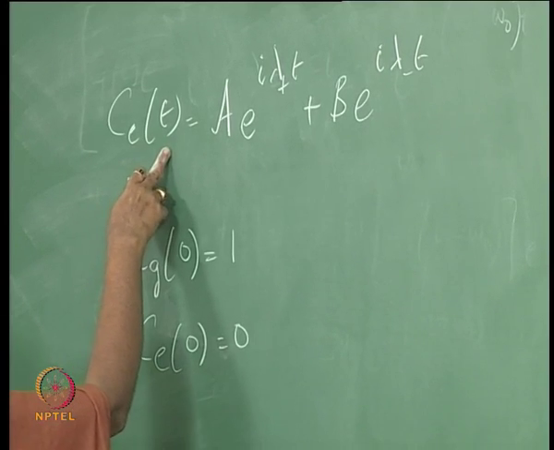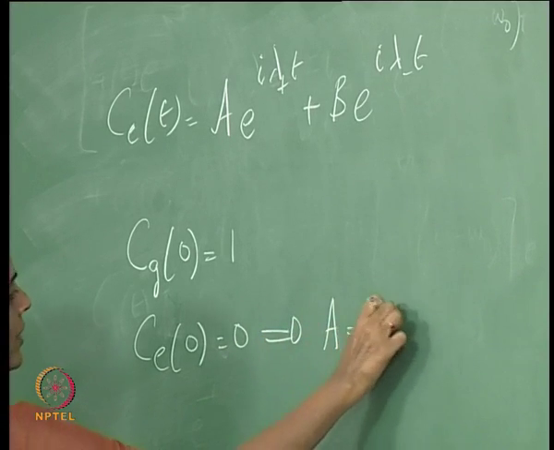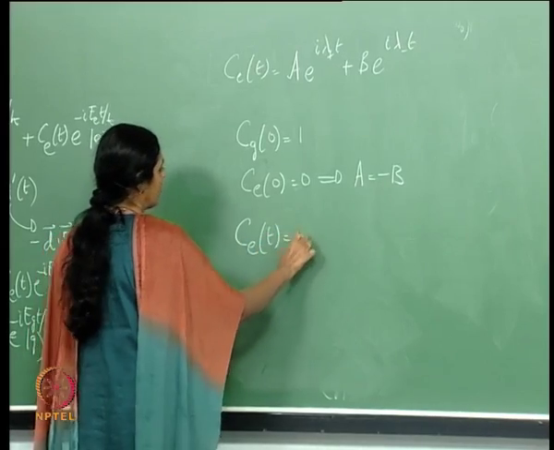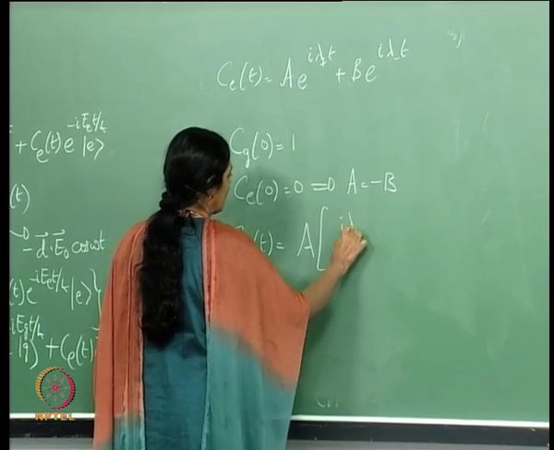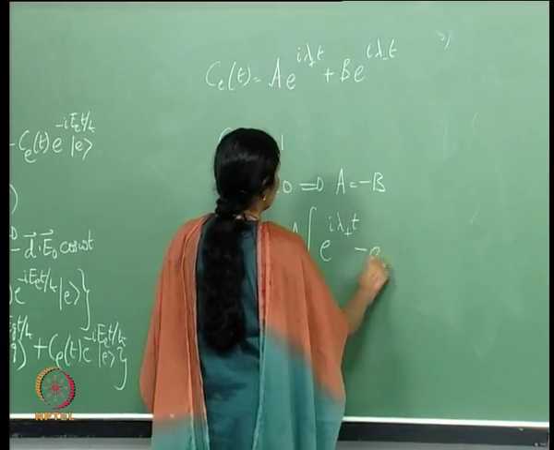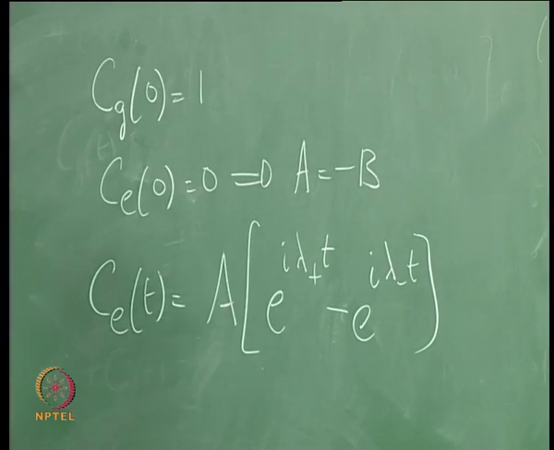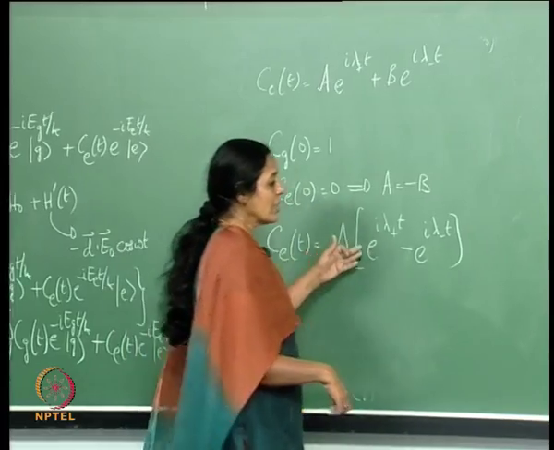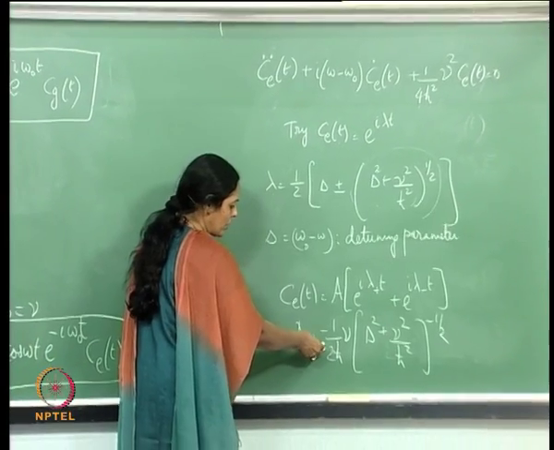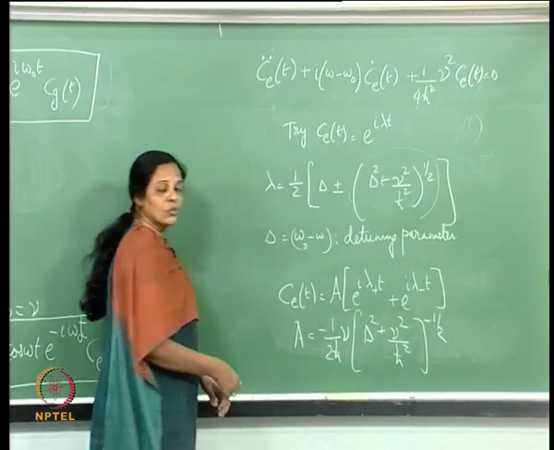So, when I said time t equals 0, it is clear that A equals minus B, and therefore, the solution Ce of t is A times e to the i lambda plus t minus e to the i lambda minus t. So, this is what I have for Ce of t. I can use the initial conditions and fix A, and A turns out to be minus 1 by 2 h cross nu, delta squared plus nu squared by h cross squared to the power of minus half.